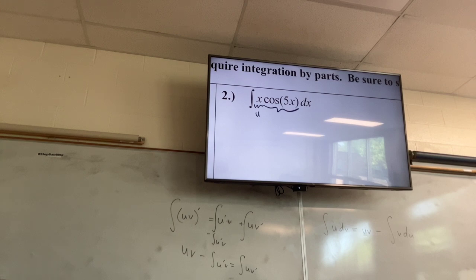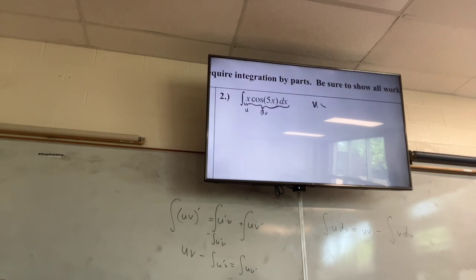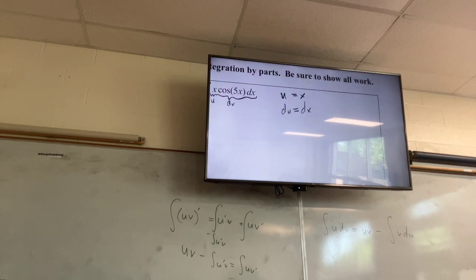We want our dv to be cosine 5x dx. So u equals x. What's du then? du is just dx. dv is cosine 5x dx. And then what's v? Negative 5 sine 5x.